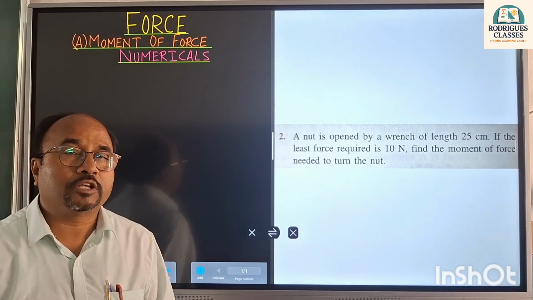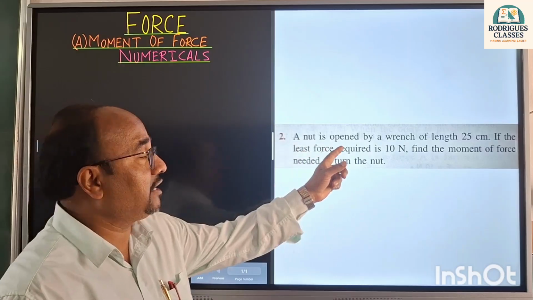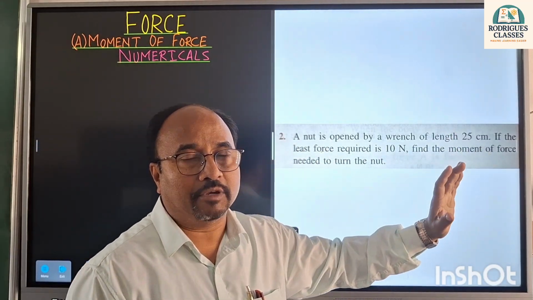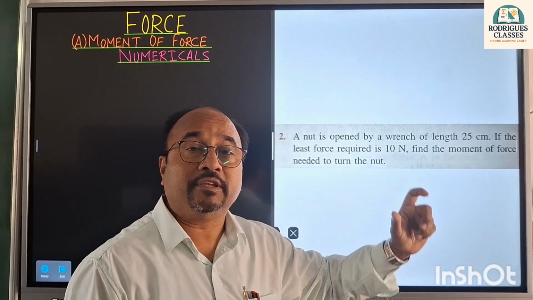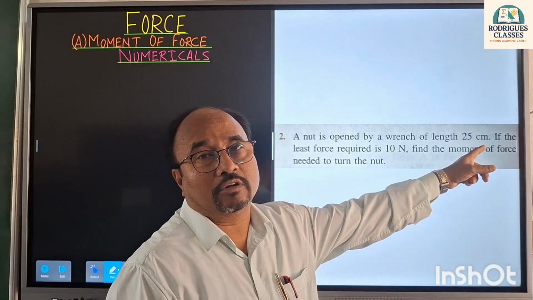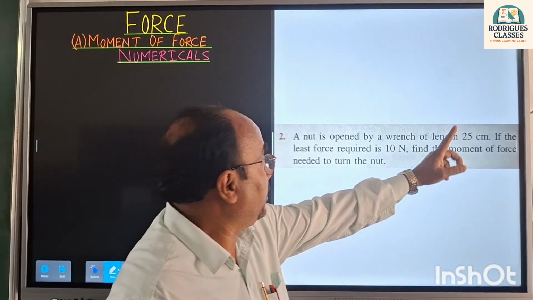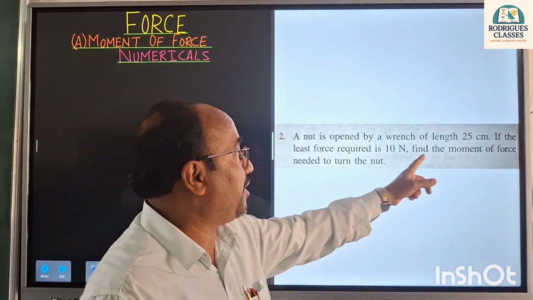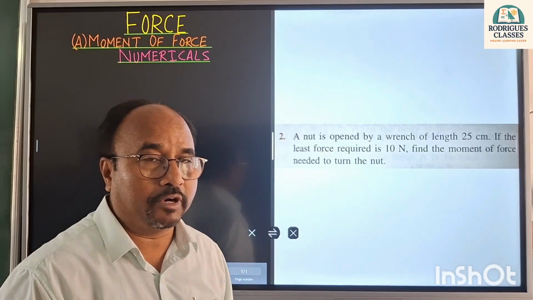Now let us come to the second numerical. The question goes like this. A nut is opened by a wrench of length 25 centimeter. So if a nut is being opened by a wrench, the length is given as 25, meaning this becomes the perpendicular distance. And take a note, centimeter is not an SI unit, we will have to convert it. If the least force required is 10 Newton, so the force is given, find the moment of force needed to turn the nut. We have to find the moment of force.